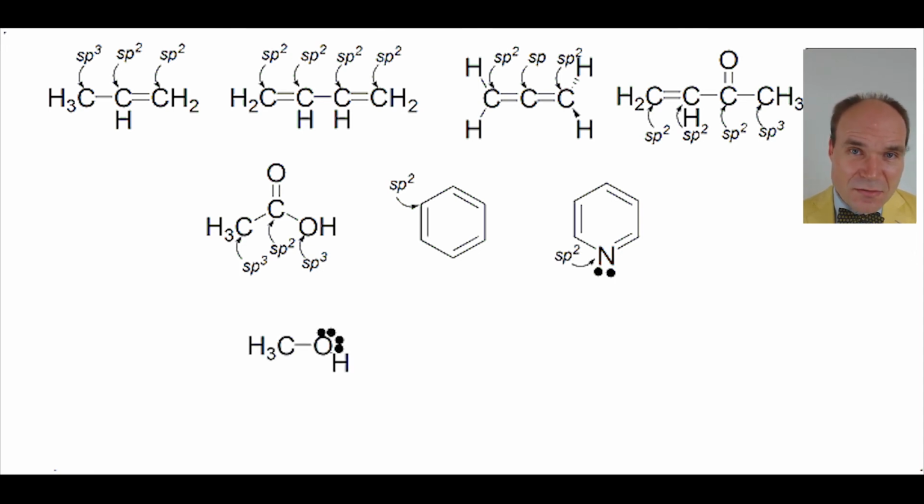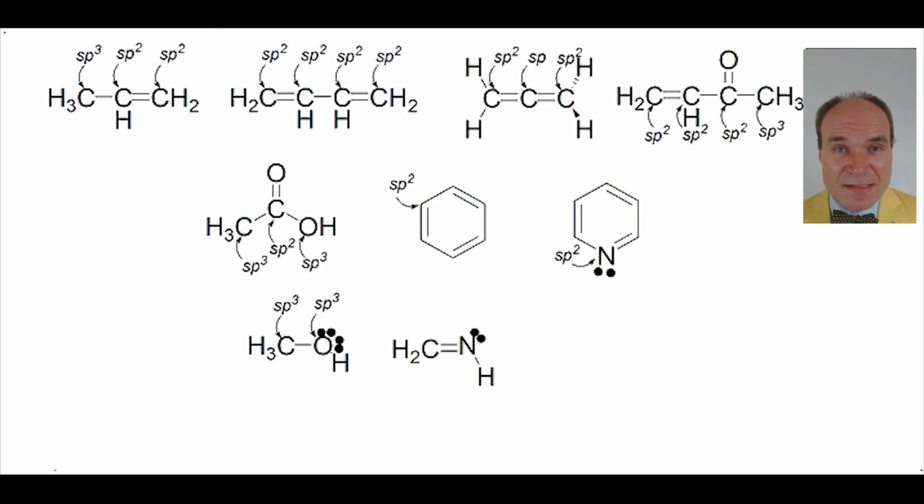Our next molecule, well, the carbon has 4 single bonds attached to it, so it's an sp3 hybridized center. The oxygen has 2 single bonds and 2 lone pairs, so that also is an sp3 hybridized center. Next, let's have a look at nitrogen in the double bond. So the carbon has 1 double bond attached to it, so it's an sp2 center. The nitrogen also has 1 double bond attached to it, so it's an sp2 center.